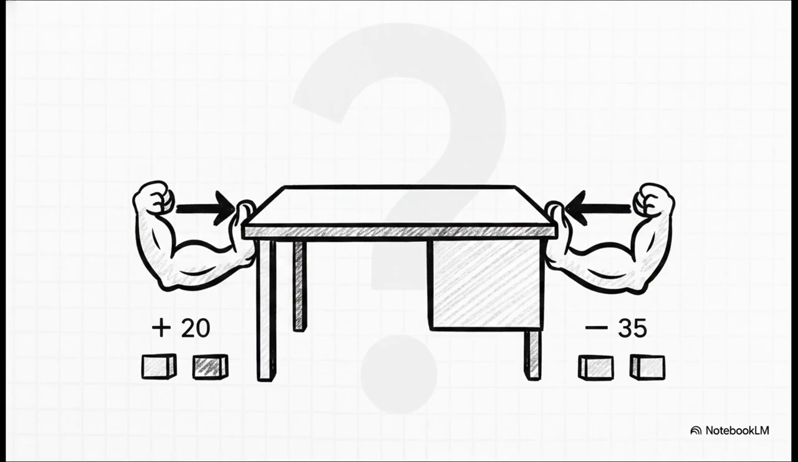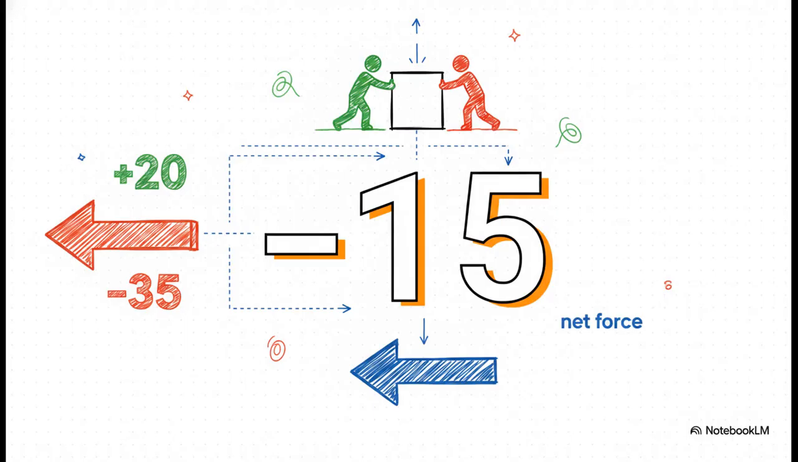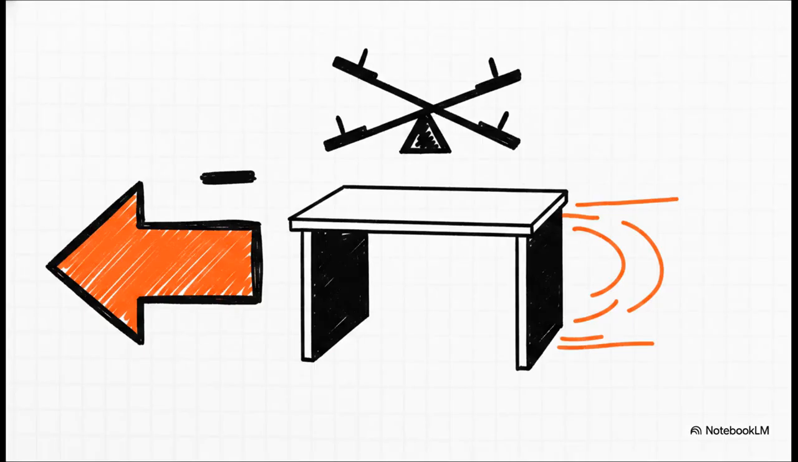To find the net force, we just add them up. And this brilliantly illustrates our mathematical model in action. Positive 20 plus negative 35 leaves us with a calculated net force of negative 15. It's great because the numbers just do all the work for us, cutting right through the confusion of the opposing pushes. So, let's break down what this evidence is actually telling us.